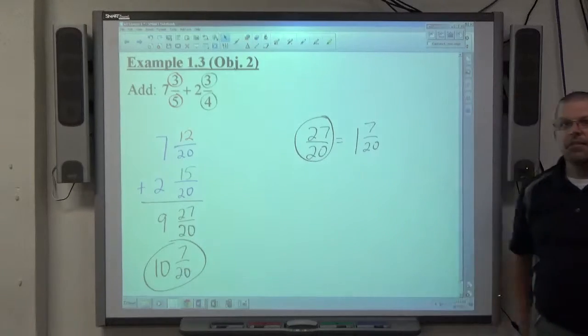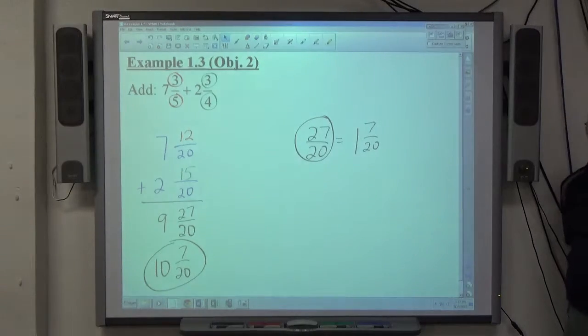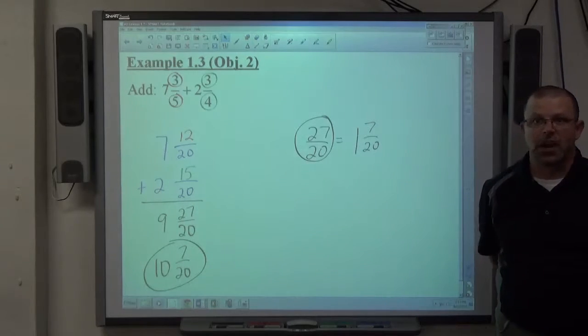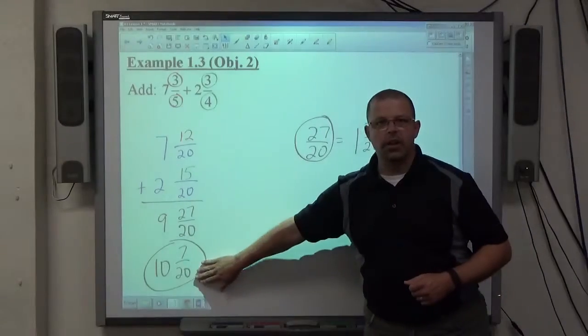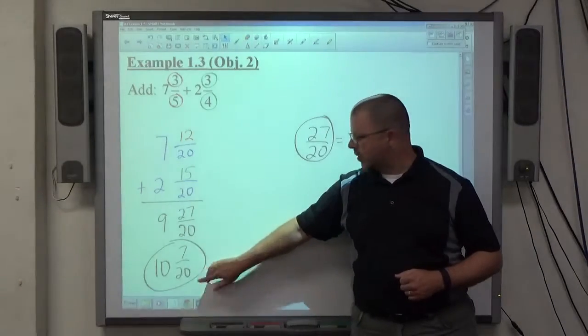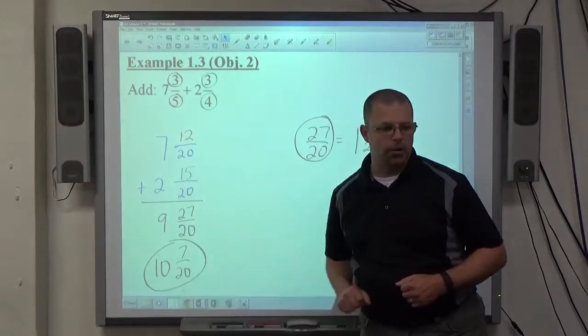Okay? If you were doing your homework, you left 9 and 27 20ths as your final answer, I give you half credit because it's not wrong. It's just not in the best form it can be. So I'd expect for full credit, you get down to the proper way to write a mixed number, whole number followed by a proper fraction.